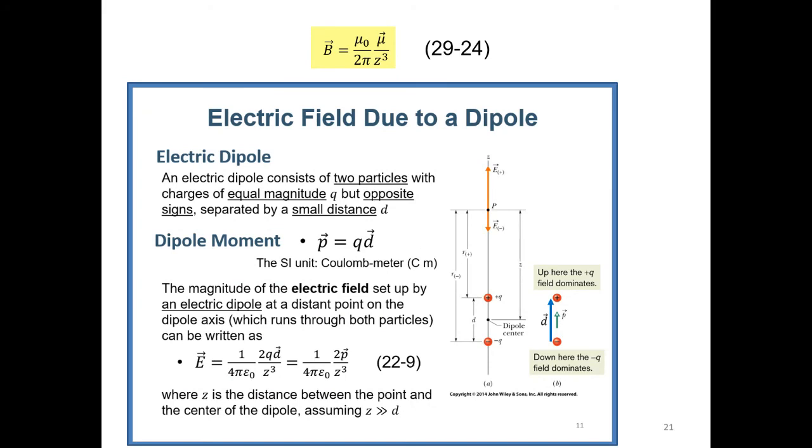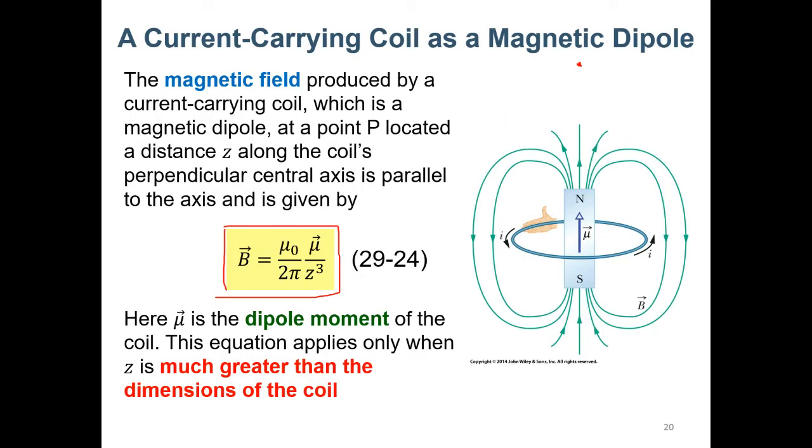So do you still remember this one? This one is the electric field generated by an electric dipole. For the electric dipole, we have an expression like this: 1 over 4 pi epsilon 0, 2p over z cubed, where p is qd. And the magnetic dipole generates a magnetic field somehow like this.